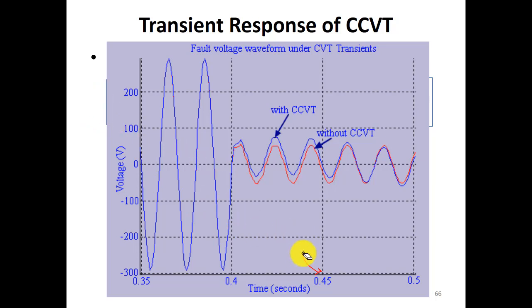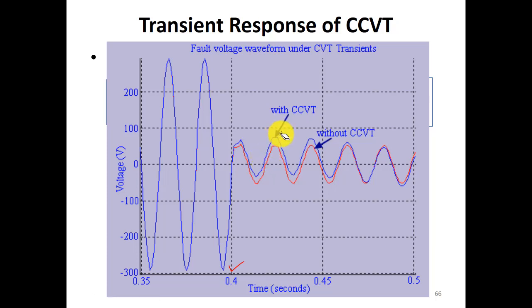I can see the transient response. Suppose the fault occurs at 0.4 second at this point, and we get the normal voltage up to 0.4 second. Then after 0.4 second, the voltage goes down. In fact, it should be 0 ideally, but because of the transient response, it becomes like this, right? So we have two responses plotted here.